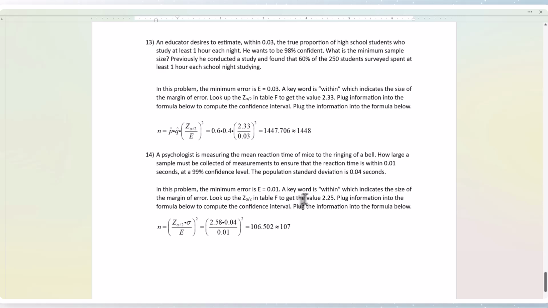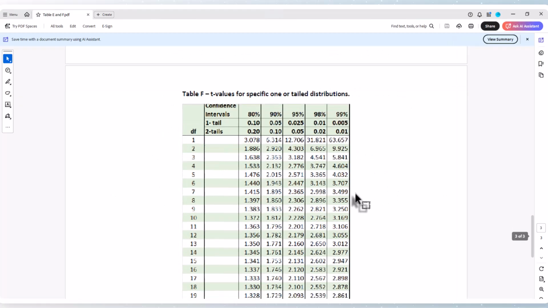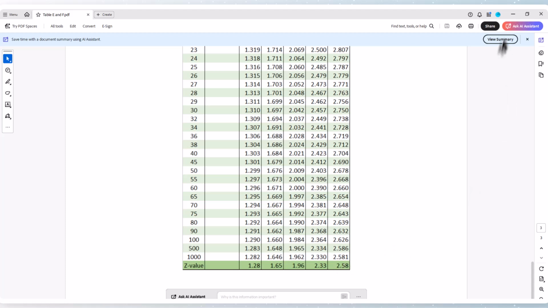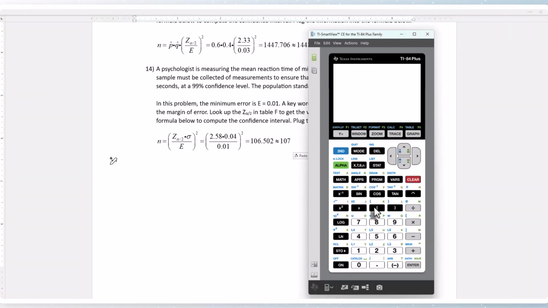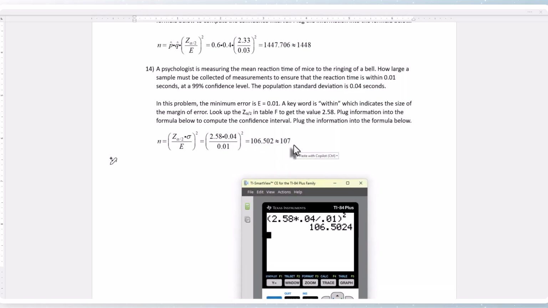We look up our z value, so 99%. The z value is 2.58. Okay, so next we plug everything into the formula. The z value is 2.58. Standard deviation 0.04, error 0.01. Let's calculate this. Type the information into the calculator. Hit squared, enter, we get 106.5, which will round up to 107.